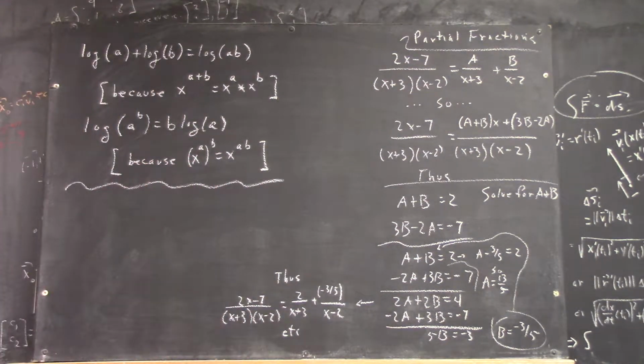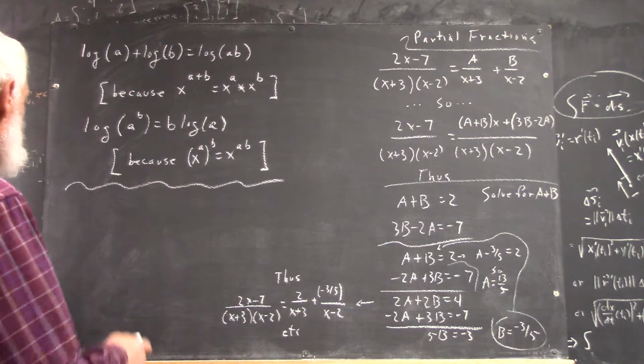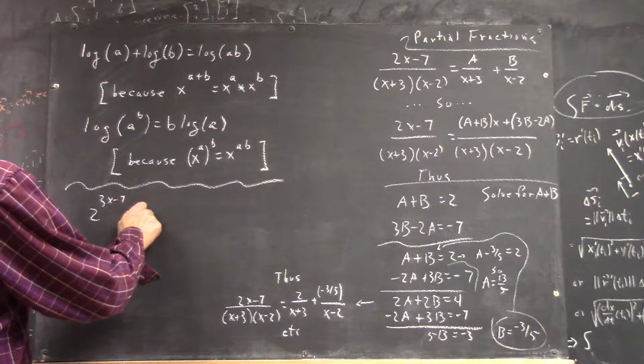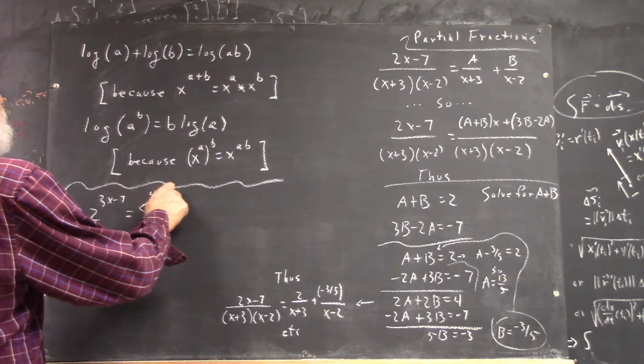Now, all I want to do is get your feet wet on this. Ultimately, the thing that all this is good for is solving an equation like this: 2 to the 3x minus 7 equals 5 to the 4x plus 3.